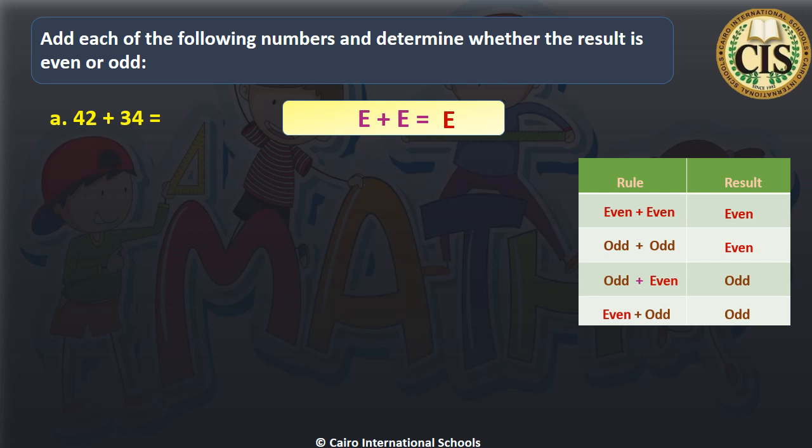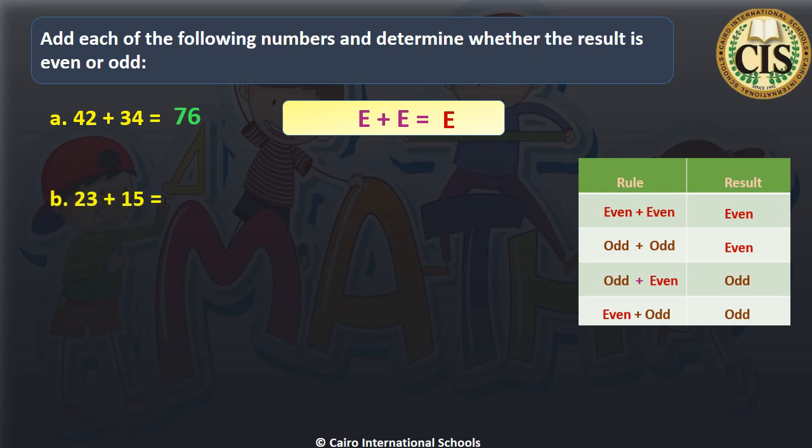Now let's check. 42 plus 34, add ones with ones and tens with tens. 2 plus 4 equals 6. 4 plus 3 equals 7. So the result will be 76. Now let's check. Look at the ones digit in 76. 6 is an even number.